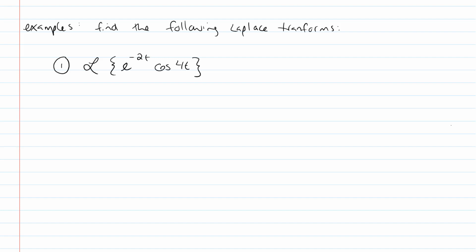So for our first example, we're going to find the Laplace transform of e to the negative 2t times cosine of 4t. Now let's just draw a little box on the right, and note that the Laplace transform of just cosine of 4t on its own is equal to s over s squared plus 16.